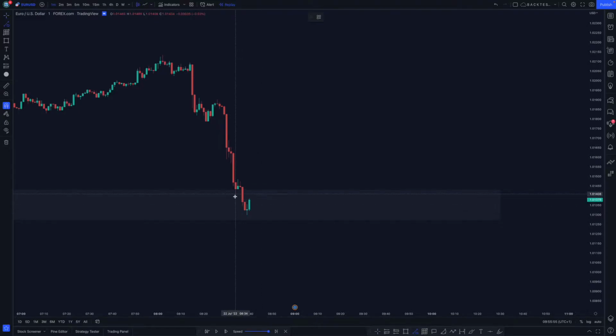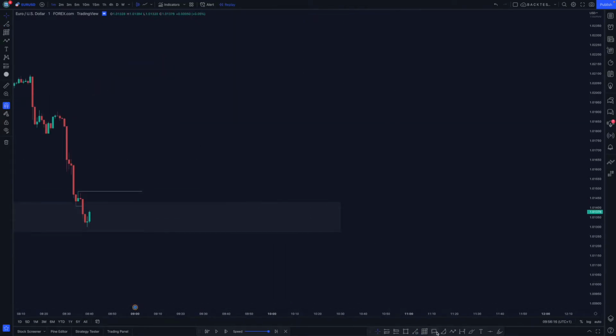So what you need to do is mark this out, and then what you'll need to see is this high go for a change of character. First of all, if you don't know what a CHoCH and flip model is, basically what's happening is we are coming down like this, and then we come up, we get a reaction to supply, and then we come up and actually take out this high right here. So as you can see, we've got the first low right there, we've got the change of character right here, and we've also got interaction to this supply zone right here.